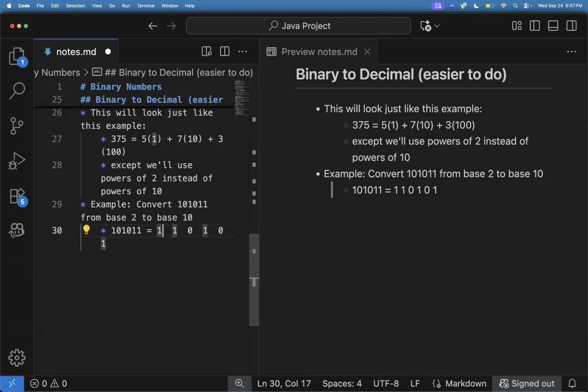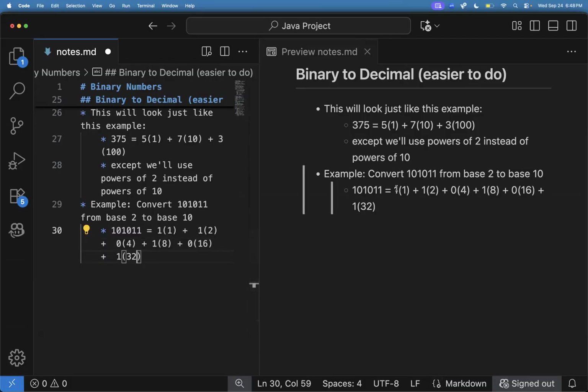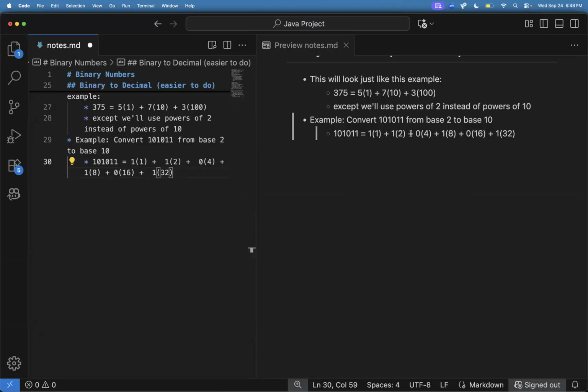And then basically on the first one, you put a 1. And then on the second one, you put a 2. And the next one, you put a 4. Next one, put an 8. Next one, you put a 16. Next one, you put a 32. So 1 times 1 plus 1 times 2 plus 0 times 4 plus 1 times 8 plus 0 times 16 plus 1 times 32. That is essentially what you have to do here.